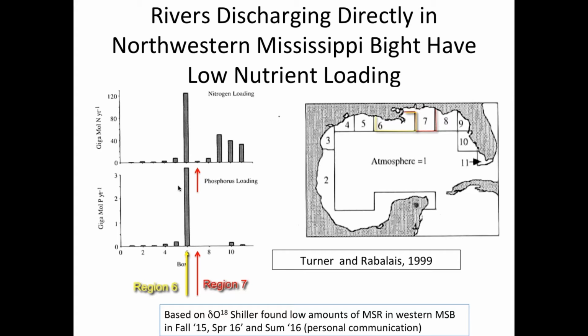And, you know, an open question has been how much of the Mississippi River water actually makes it up into especially the northern part of the Western Mississippi Bight and affecting the biogeochemistry of the region. Now I'm involved in a GOMRI funded consortium, and as part of that, we've been doing sampling in the Mississippi Bight. There were cruises in the fall of 15, spring of 16, and the summer of 16. And based on Delta O-18 measurements, Alan Schiller found that Mississippi River water was in very small quantities in the Western Mississippi Bight. So at least during those time periods, there didn't seem to be a large amount of impact.